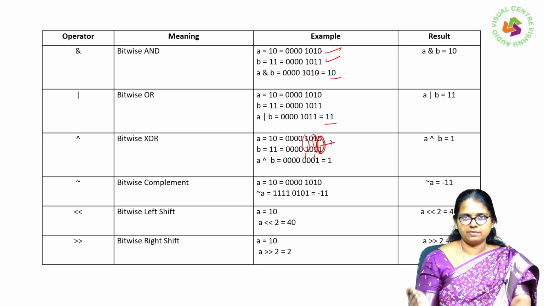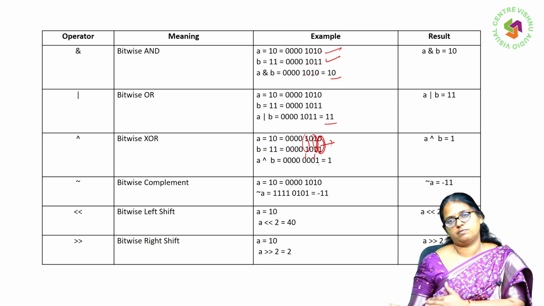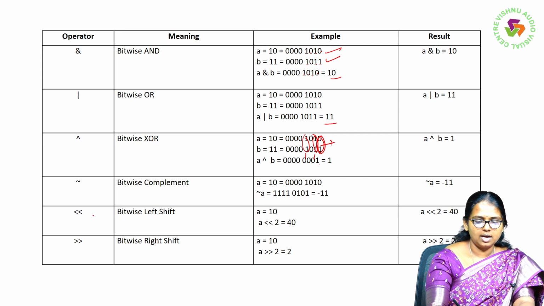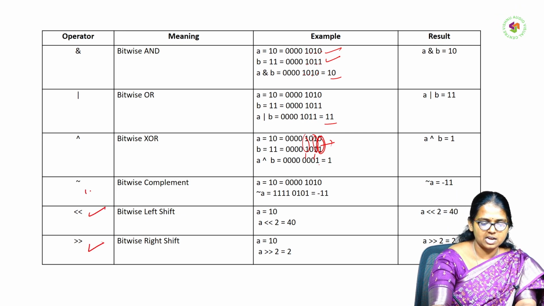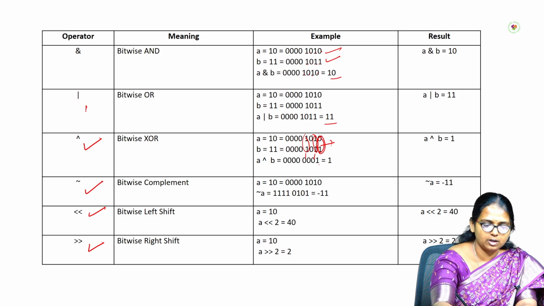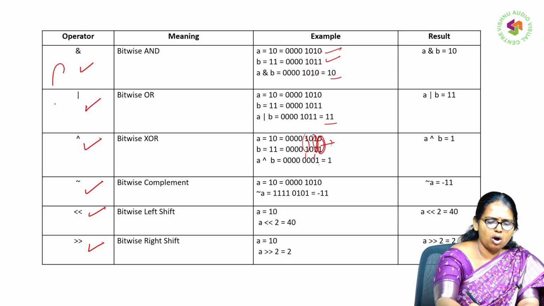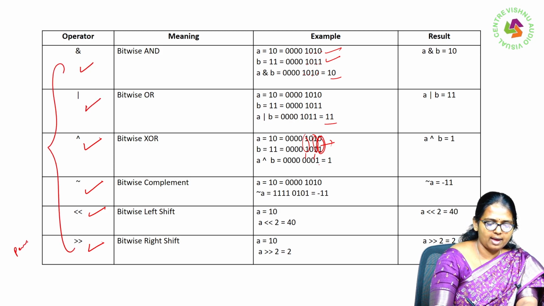Left shift and right shift will shift the bits to the left or to the right. So this is the left shift, right shift, bitwise complement, XOR, bitwise OR. All of these perform the same as in C.